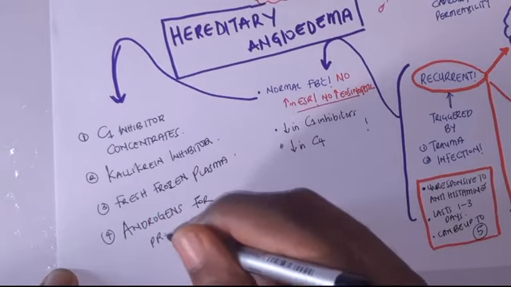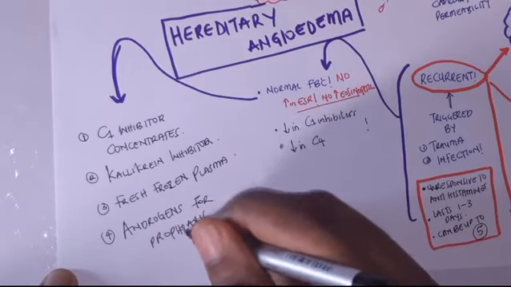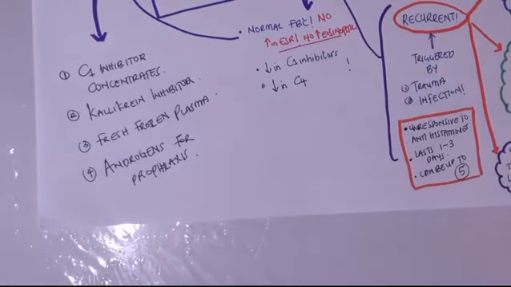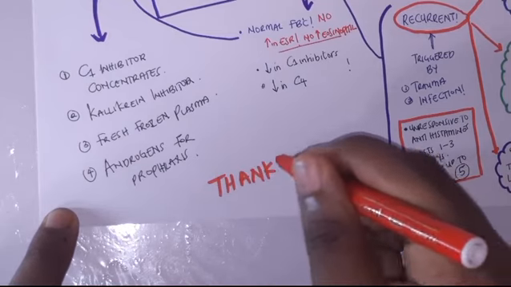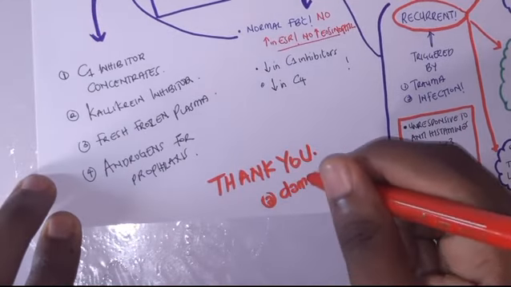Now, we could also give androgens for prophylaxis. Remember, we said earlier that androgens have been implicated in production increase. So, if we can give androgens, we should be able to increase the production of C1 inhibitors.